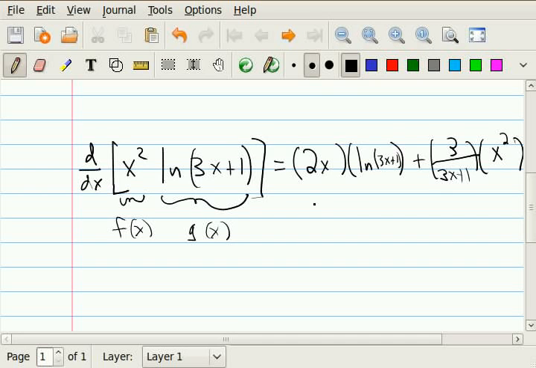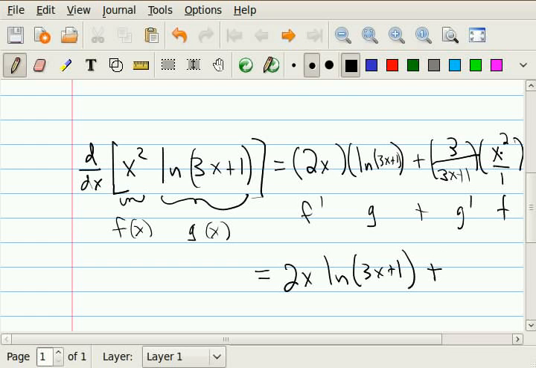So all I've done here really is fill out the product rule. F prime times g plus g prime times f. I think that's the way the book writes it. So really the new rule came about right here, and that's really it. So for the final answer, we'll just say 2x times natural log of 3x plus 1, plus, well, I can write this as a single fraction. I can write that as x squared over 1, so I get 3x squared over 3x plus 1. And that's certainly okay for a final answer.